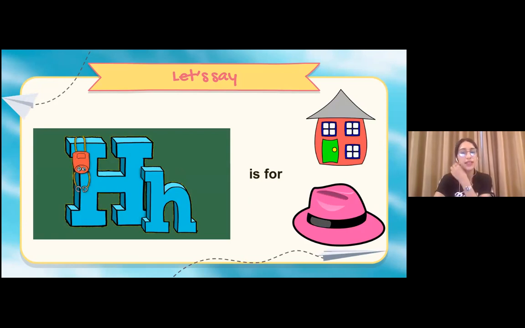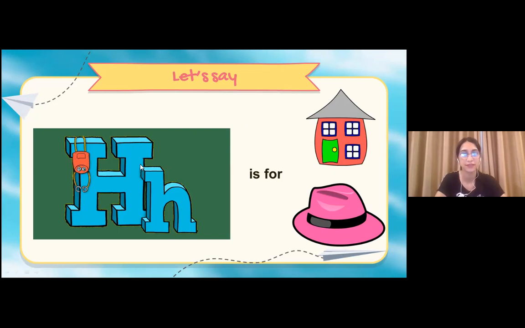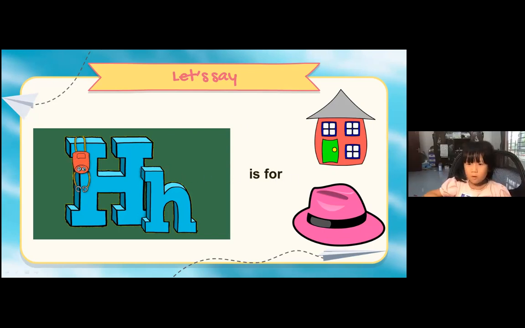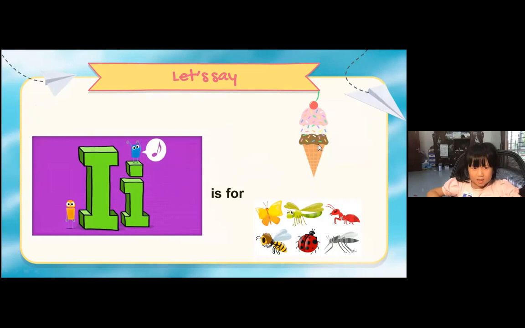What letter is it, Zizi? Letter H. H is for house. H is for hat. Nice. What letter is it? Letter I. I is for insect. Good.